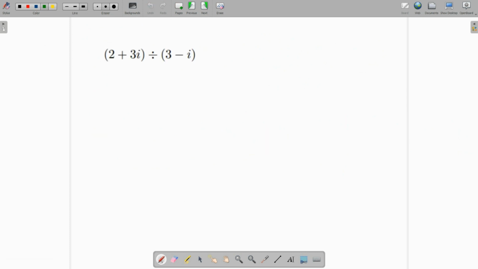So here we have division of complex numbers. In my opinion, division of complex numbers is one of the hardest parts of complex numbers, but complex numbers in general are pretty easy, so this should be pretty easy too. To perform the division, we begin by rewriting the division problem as a fraction. How do you write this as a fraction? This is simple. This is the top part and this is the bottom part. So we put 2 plus 3i over 3 minus i.